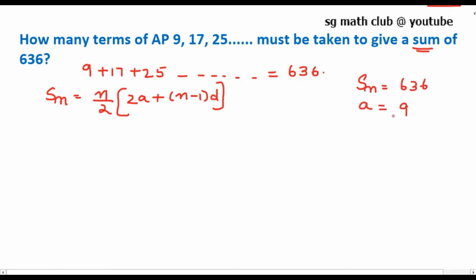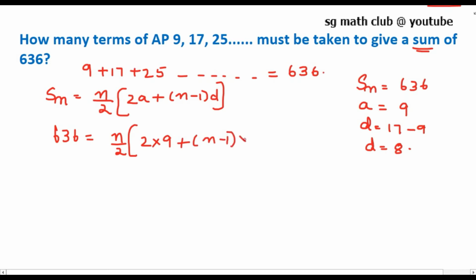The first term is 9. The common difference is 17 minus 9, which is 8. So d is 8. Now we substitute. n we need to find out. So 636 = n/2 × (2 × 9 + (n − 1) × 8). So we can cross multiply this.